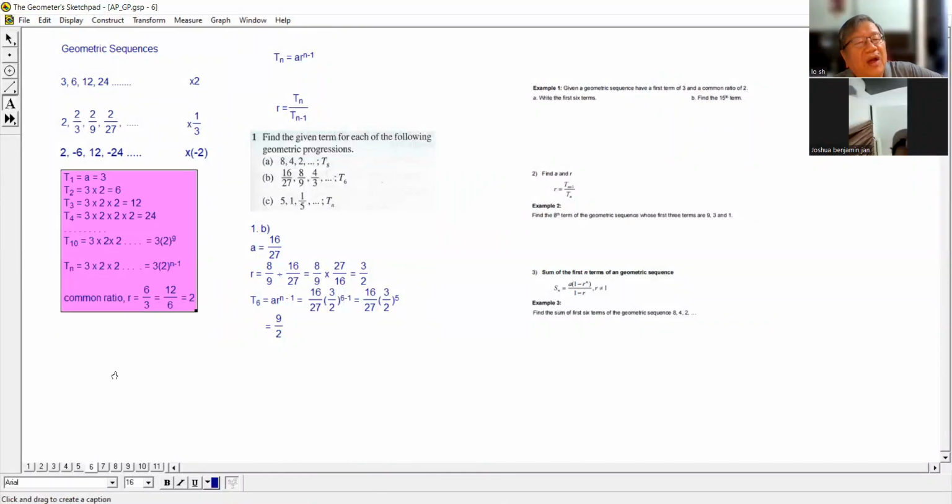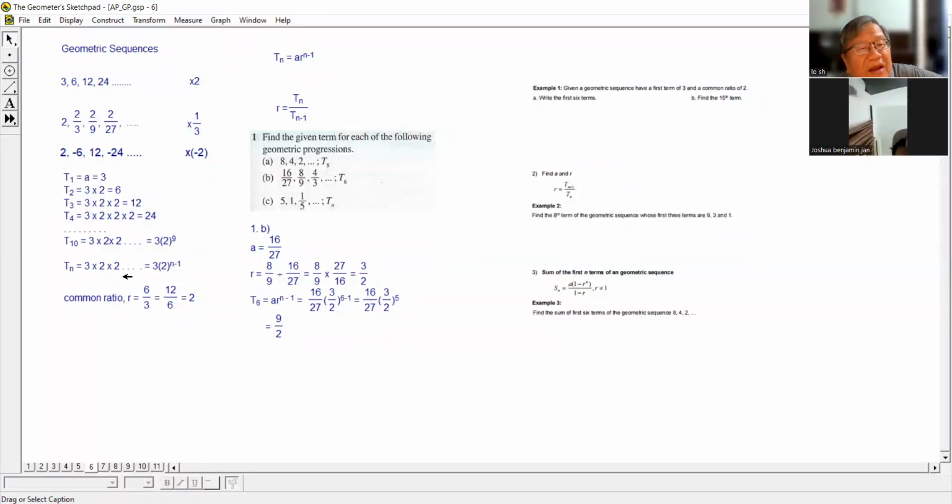Right? So how to get R? You take the term behind, divide by the term in front. So from there, let's say if you want to have Tn, the first number will be A. And the number behind will be R.